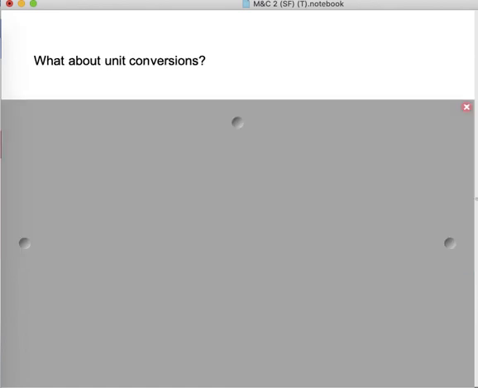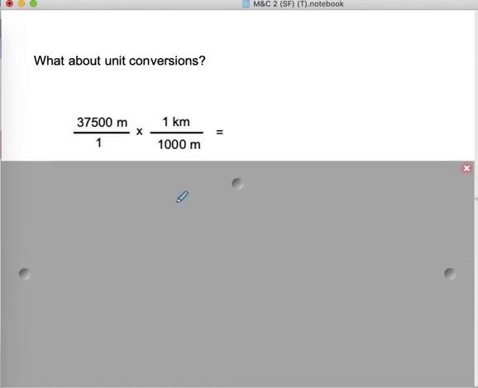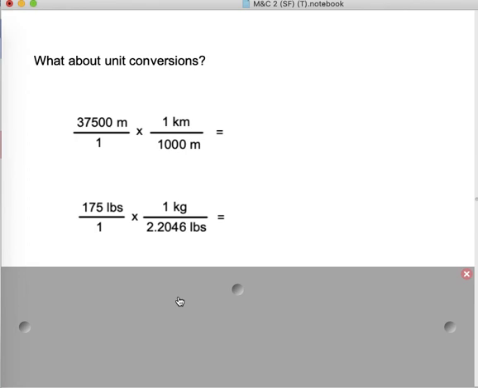Now, a word about unit conversions. Let's look at a couple of unit conversion problems. 37,500 meters multiplied by 1 kilometer over 1,000 meters gives me 37.5 kilometers. 175 pounds converted to kilograms gives me 79.37948 kilograms. Now, let's look at the first problem. 1 kilometer over 1,000 meters, that's a definition. And we said as an exact number, it has unlimited precision, so that means I round to the same number of sig figs as my initial measurement, which is 3 sig figs.